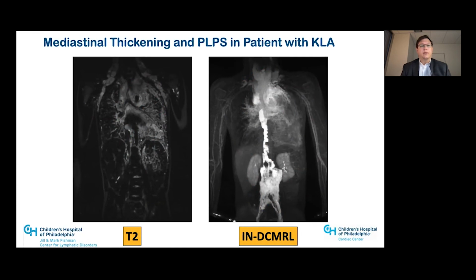So this is a patient with KLA who had significant mediastinal thickening. You can see here on the T2 imaging. And then with the dynamic contrast MR lymphangiography, we actually found that a lot of this thickening and edema that we see was actually perfused by the central lymphatic system.